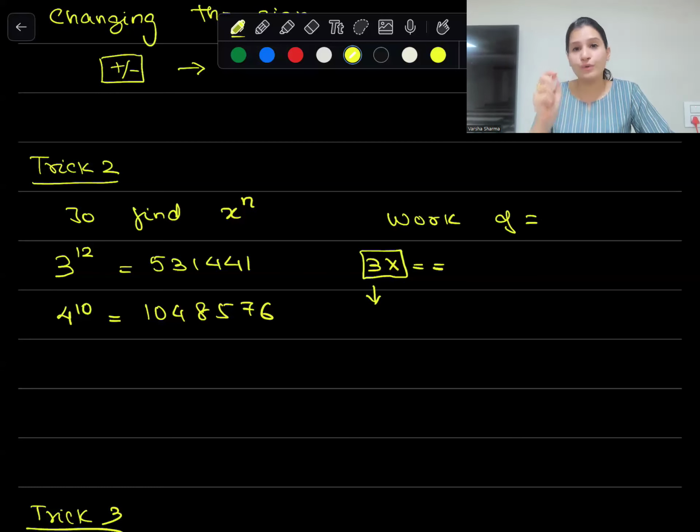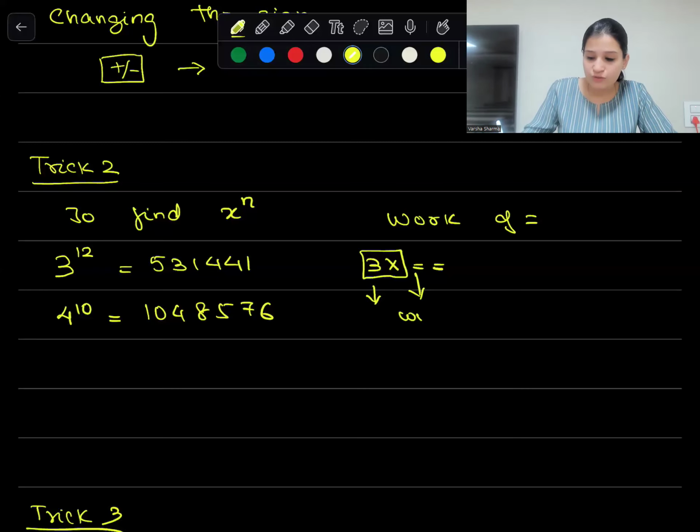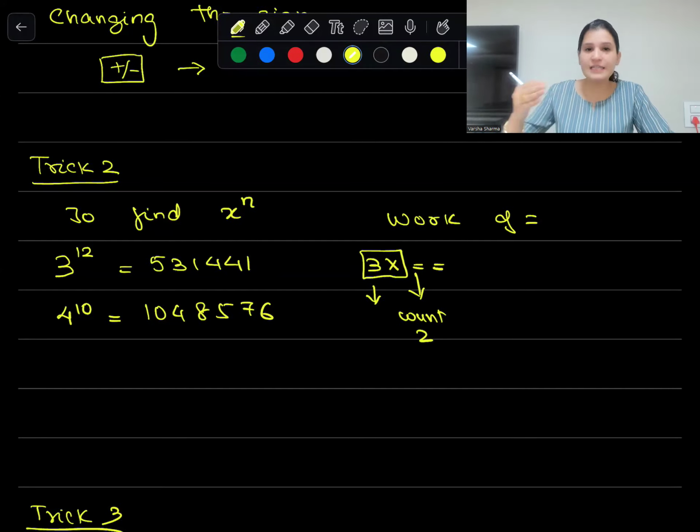So the job of equal to is whatever operation you have done before equal to, it repeats it as many times as you press your equal sign. So the first equal sign counts 2, and then keep on counting until you get the power that you need. So the job of the equal to sign is to repeat the operation you have done just previously again and again. Clear?